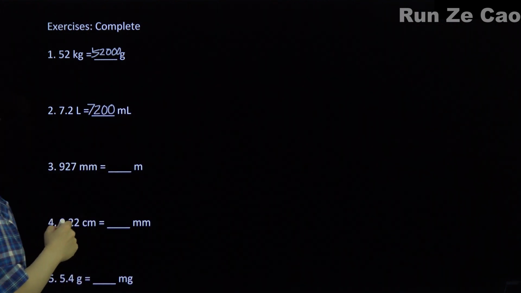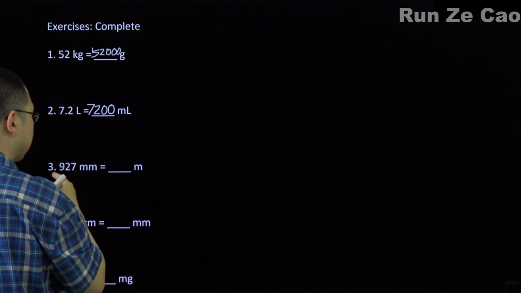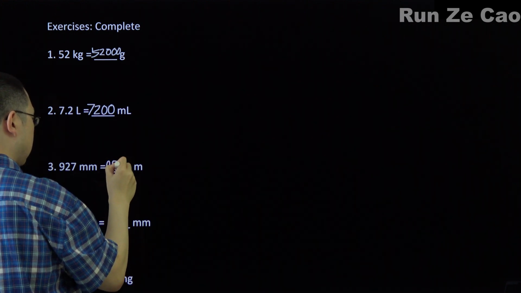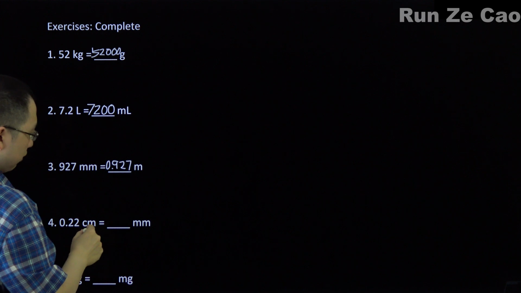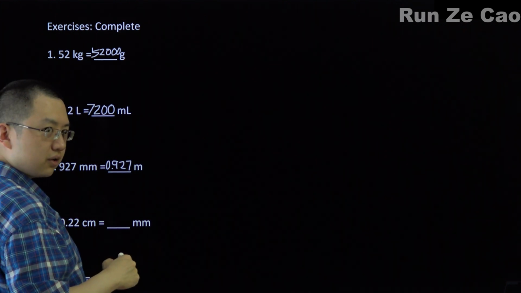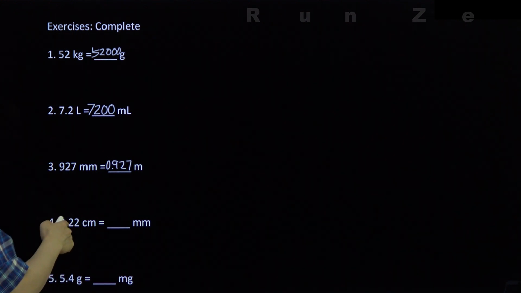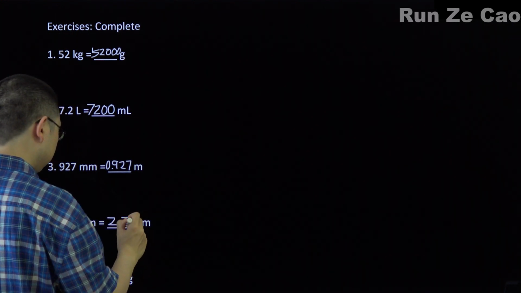927 millimeters is how many meters? 1,000 millimeters is 1 meter, so we divide by 1,000 to convert. 0.927. 0.22 centimeters is how many millimeters? Well, 1 centimeter is 10 millimeters, so we multiply by 10 to go from centimeters to millimeters. It's 2.2 millimeters.